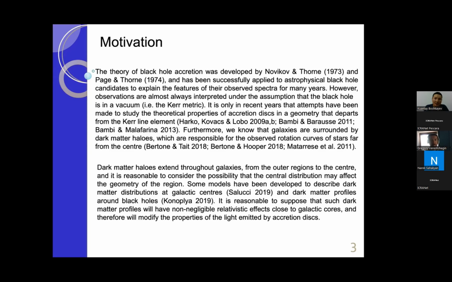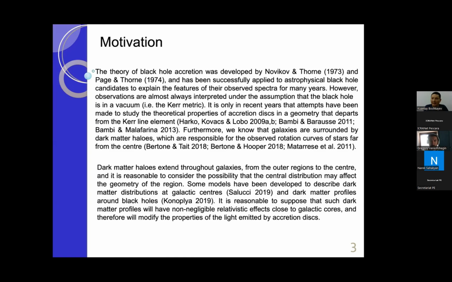The theory of black hole accretion was developed in the 70s by Novikov, Thorne, and Page. Since then, it was successfully applied to astrophysical black hole candidates to explain the features of the observed spectrum. Usually these observations are always interpreted under the assumption that the black hole is a Schwarzschild black hole or a Kerr black hole in vacuum. Only recently there were some attempts to explain theoretical properties of the accretion disk in a geometry different from the Kerr line element.